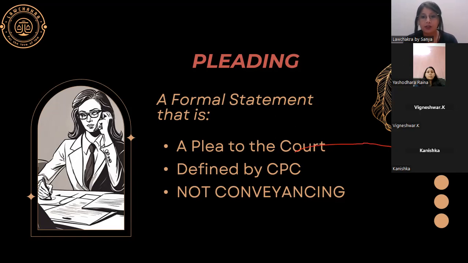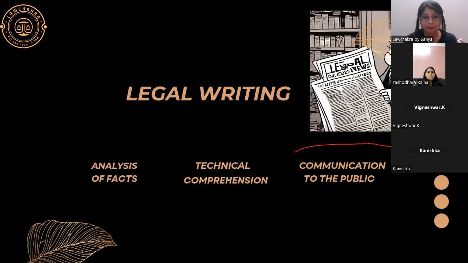When we are talking about drafting, majorly in this session, especially, we are talking about drafting pleadings. We are talking about drafting the documents that go to court for a particular case. We are not going to talk about conveyancing. We're not going to talk about wills. But yes, if you have any specific questions, you can ask me towards the end of the session, but that is not going to be the focus of our session today.